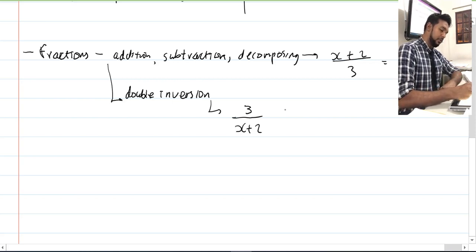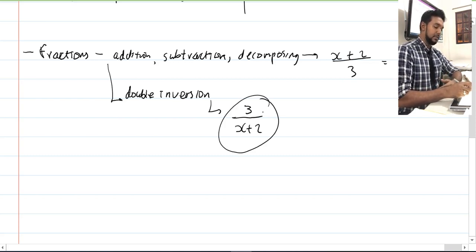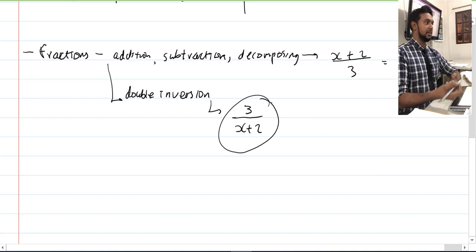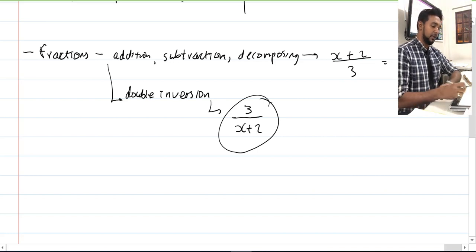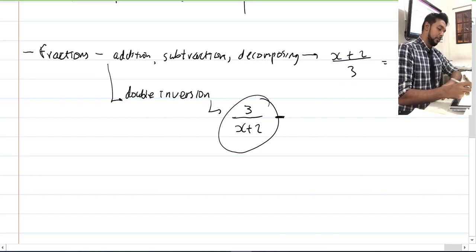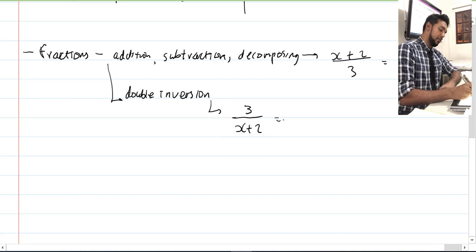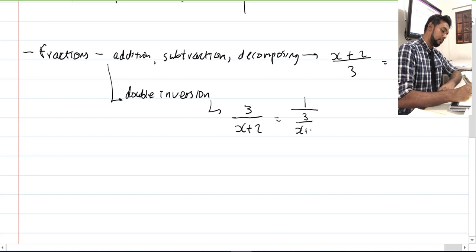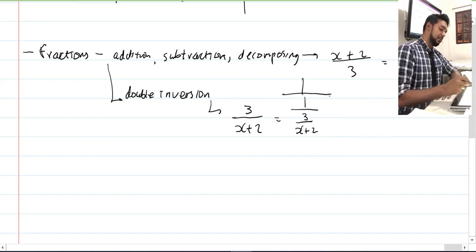So what you could do here is, you can't decompose this, in any case, there's just one item in the numerator, so you can't really decompose it anyway. But if we were able to flip this, by putting 1 over it. But you see, the thing is, 3 over x plus 2 is not equal to 1 over that. So what you do is you invert it again.